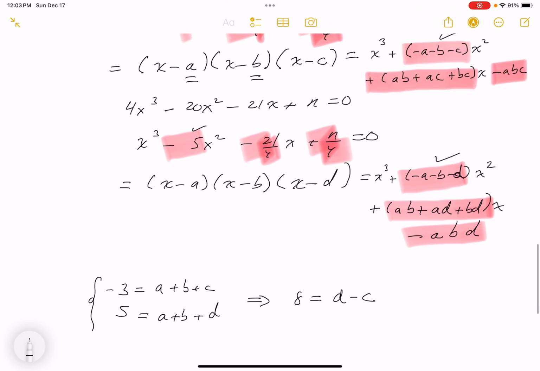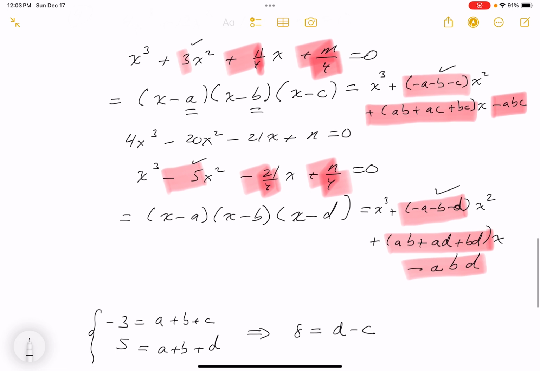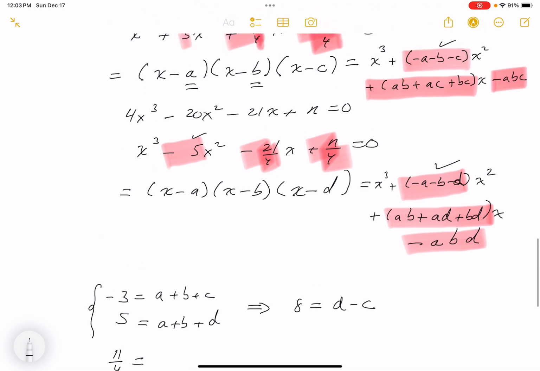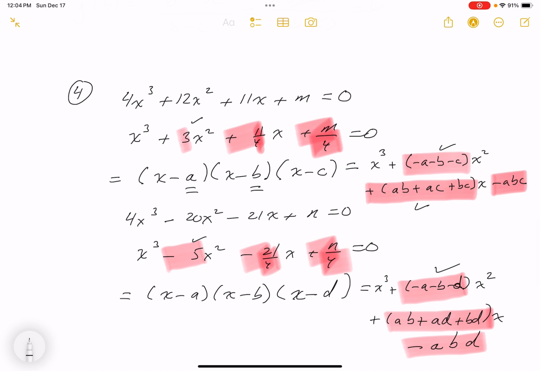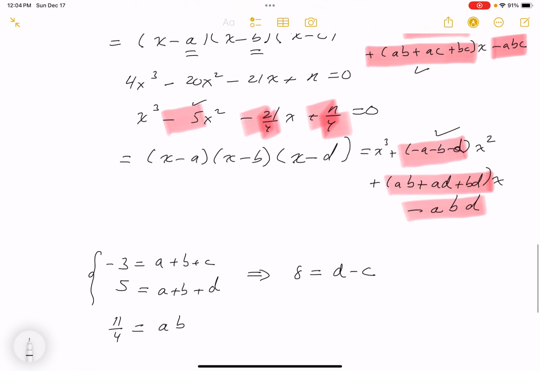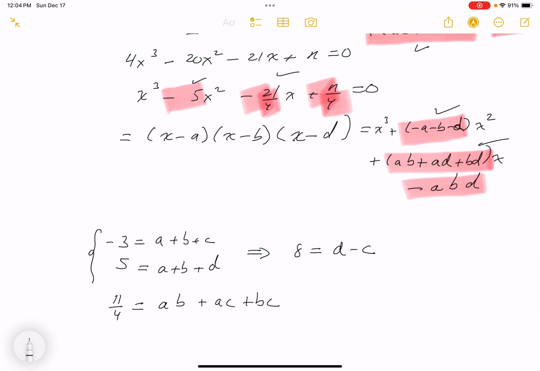The next one is a little more complicated. It's like these combinations of things. It's going to be 11 quarters. I'll write that down for you. Equals, I want to point out what we're doing. We're looking at this and this now. AB, AC, plus BC. And then you look at these two now. And that's going to be minus 21 quarters, right? And that equals AB plus AD plus BD. All right, look what are you going to do there.